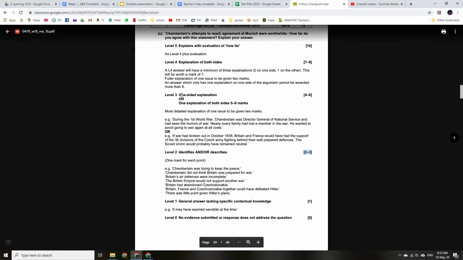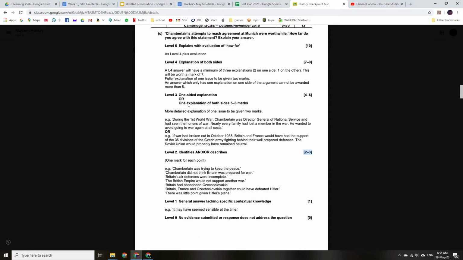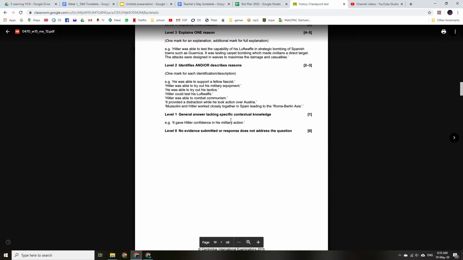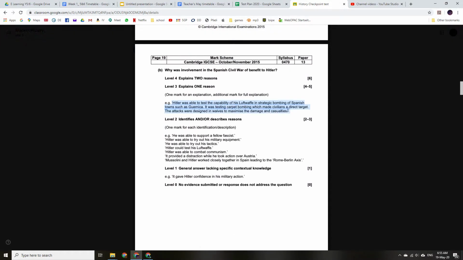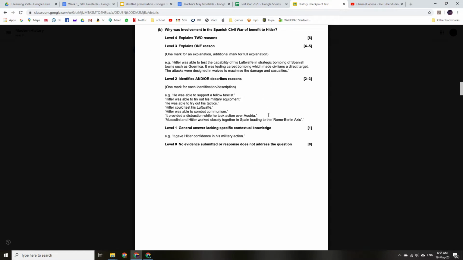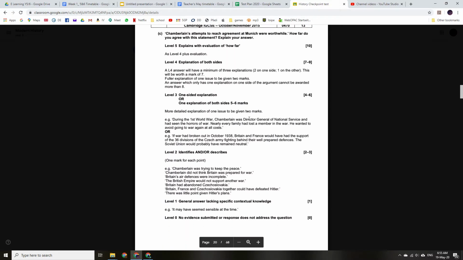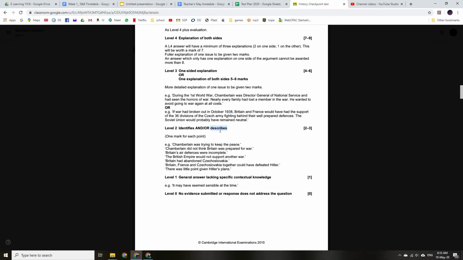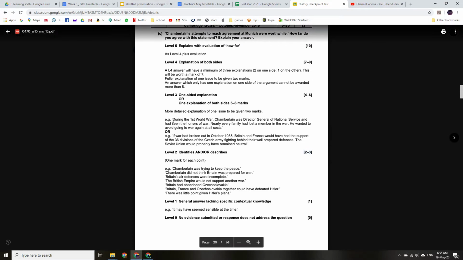Your level 3 is either one-sided or 1 explanation on each side. Okay? An example of a paragraph. The paragraphs here are very similar or the same as the paragraph here. You PEE it. Point, evidence, explain. Tell me what your point is. Give me the evidence that you have, so the facts that you have, and then explain what you mean by it. If you do not do that and you just describe, no matter how long you write, you cannot get more than 3 points. You have to explain.